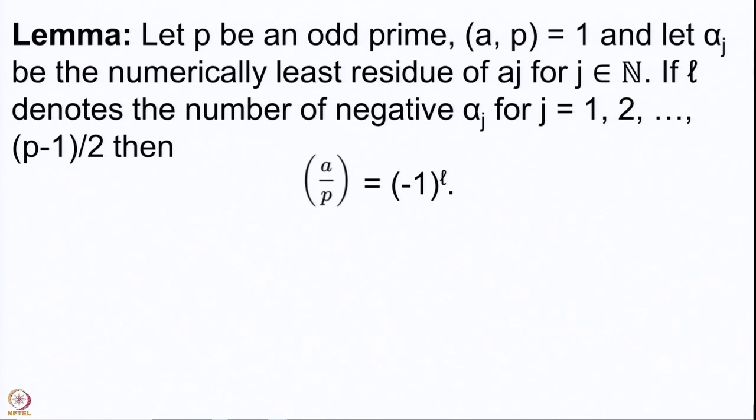So, this lemma is as follows. Let us read and understand this statement of the lemma carefully. We start with an odd prime. We start with an element A which is non-zero modulo P. These two are our standard assumptions. Now let alpha j be the numerically least residue of the product Aj for j in N. You take all natural numbers, take all multiples of A. So, you would have A, 2A, 3A, 4A and so on. And for each of them, you compute the numerically least residue. So, you will have alpha 1, which is the numerically least residue of A. Then you will have alpha 2, which is the numerically least residue of 2A. Then you will have alpha 3, alpha 4, alpha 5 and so on.